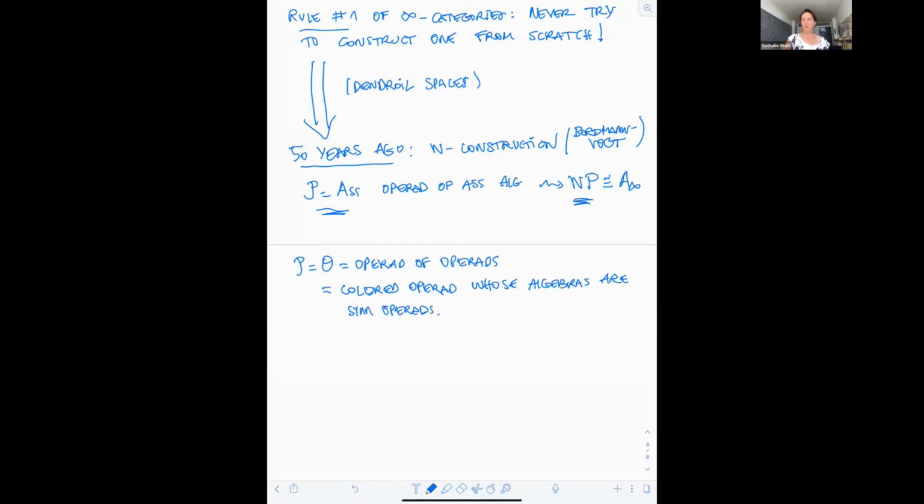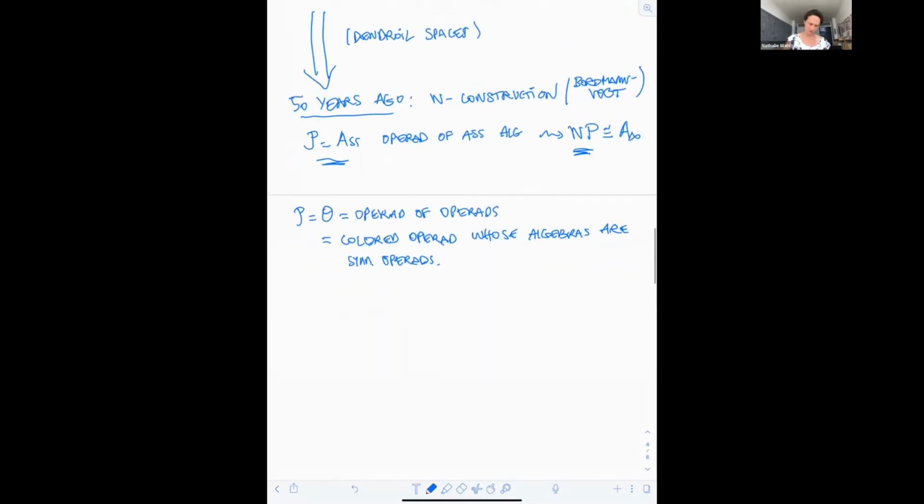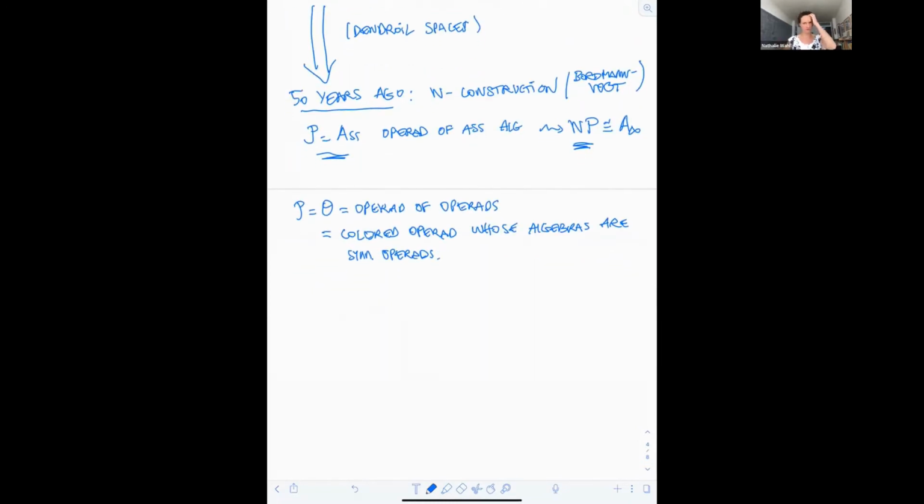Okay, so if I want an operad up to homotopy, if I'm asking what is an infinity operad in some sort of concrete way, you could say, well, if I apply W, so WO in this case, this is an operad whose algebras are operads up to homotopy.